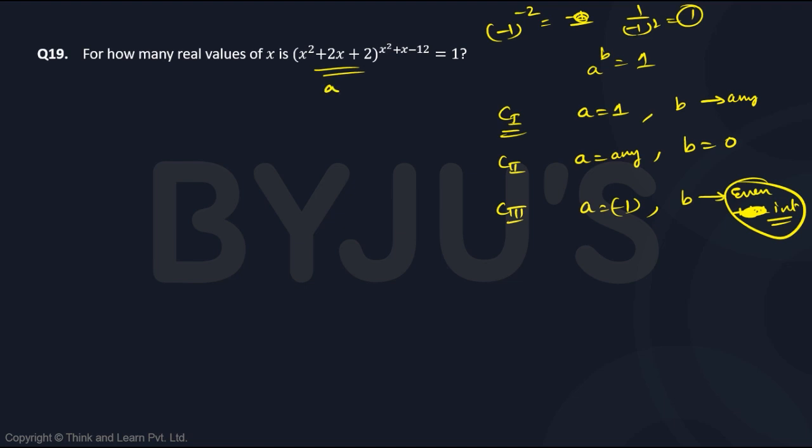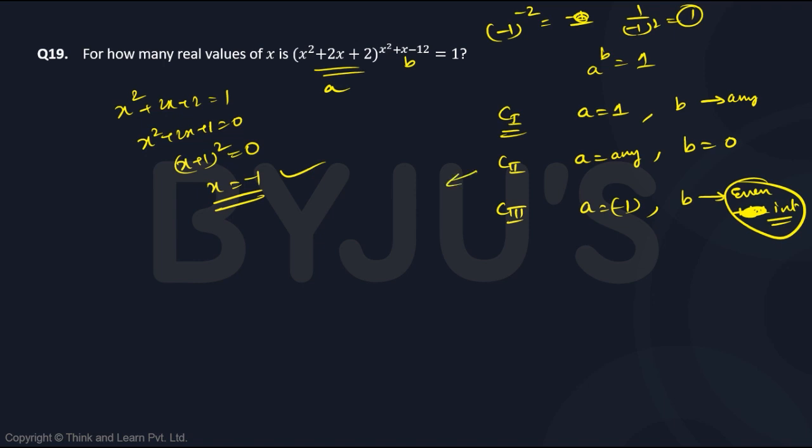So this is your a and this is your b. In the first case I'm trying to find when a equals 1, which means x square plus 2x plus 2 is equal to 1, which gives me x square plus 2x plus 1 equal to 0. This gives me x plus 1 whole square equal to 0. x is minus 1. This is one case.